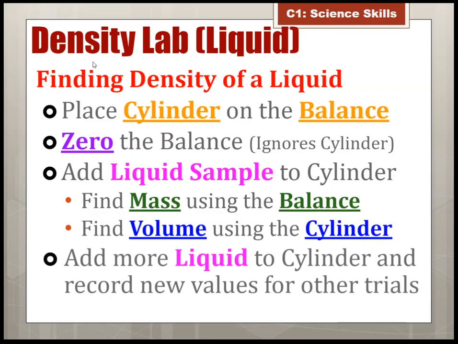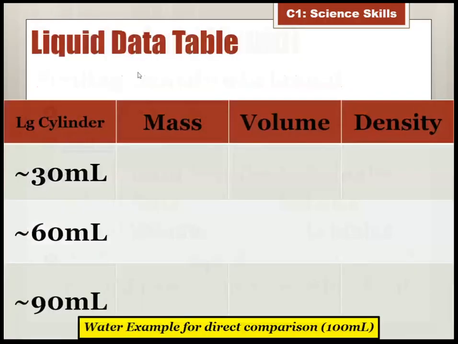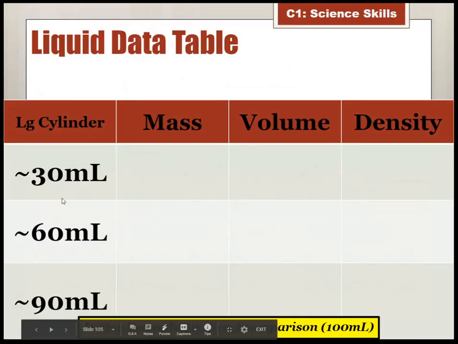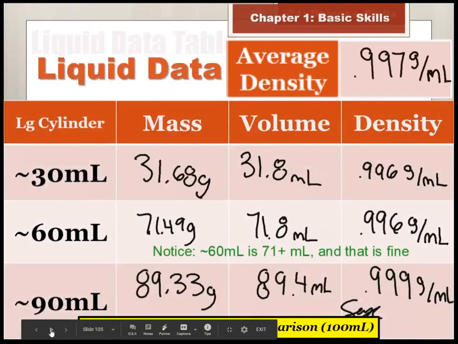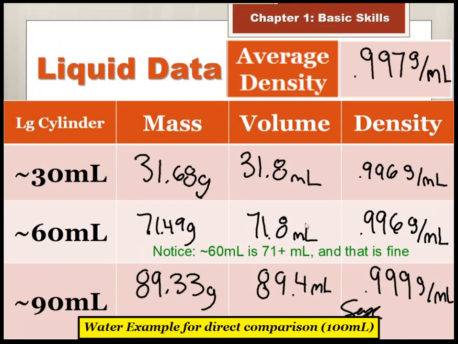I got to do that once. And then you just keep adding more liquid and you record new values for each another trial, which is awesome. So let's say in this large cylinder, I wanted about 30, about 60, and about 90. These abouts just told me my target. Notice my about 60, I put 71.8 in, but that's okay because density does not depend on the size of the sample.